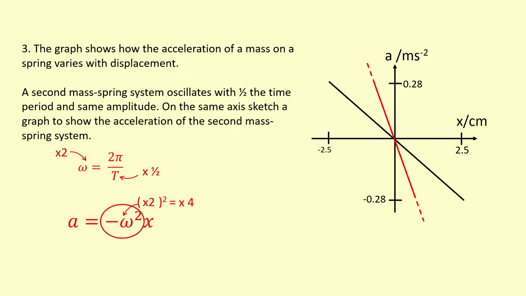But we can't just plot any arbitrary line. We need to make sure that it goes to the right points. So let's take a particular point on the old graph and make sure that the new gradient is 4 times steeper. So if we take an old point on the old line, we've got 0.28 and 2.5. So for 0.28, we should get a quarter of the value. So if we just take 2.5 and divide that by 4, we get 0.63.